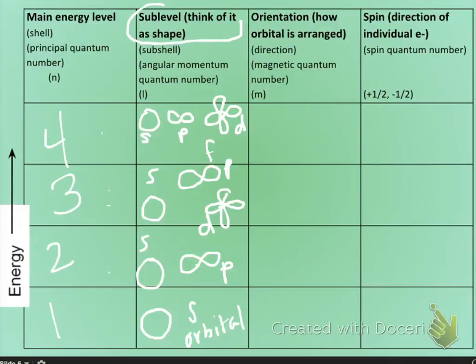So now, we've got this, and we're only talking about up to 4 right now. When we start to actually put electrons in orbitals, we'll talk about all the way up to 7. But right now, we don't need to go any higher than this. So the next quantum number gets at how the thing is arranged.